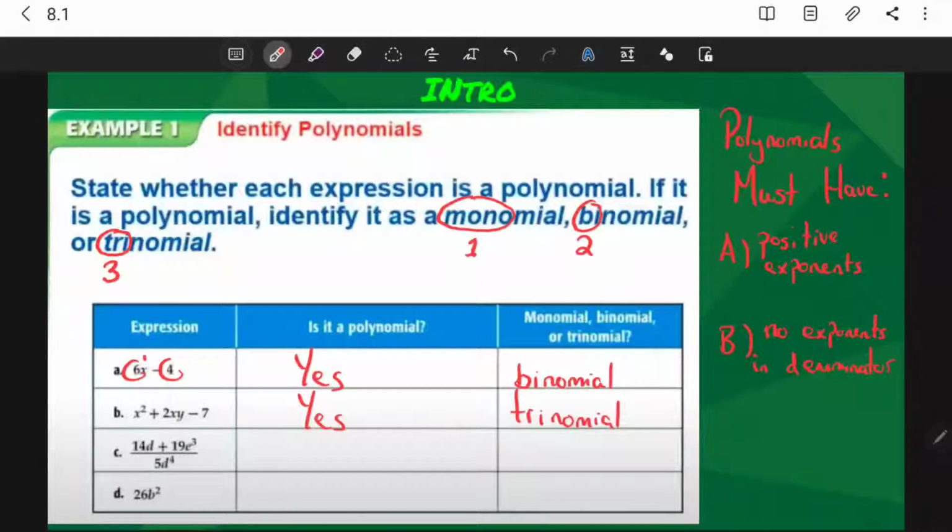The next one, I don't have to do too much work before I go back to my rule over here. Notice this rule says that there's no exponents in the denominator. Well, we have 5d to the power of 4 in the denominator. Therefore, no, right away, it is not a polynomial. And the last lone survivor over here, D, is 26b to the power of 2. Of course, we know that has 1 term, and it has no negative exponents and no exponents in the denominator. So yes, in fact, it is a polynomial, and because it only has 1 term, it is a monomial. Okay, on to the next.